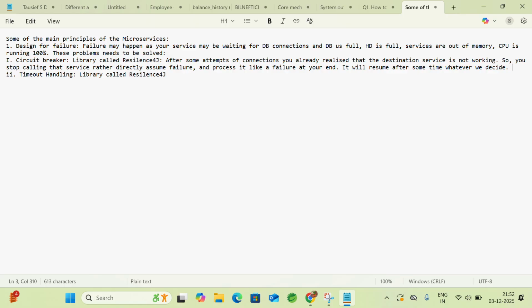So we will implement this circuit breaker for some time and then it will check again after this particular time. So this is how the circuit breaker and timeout handling all work.